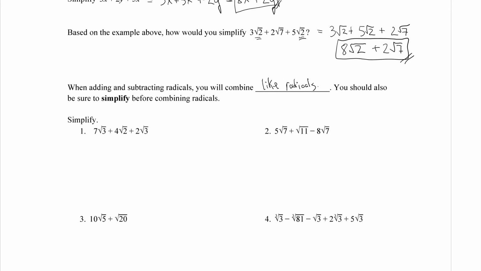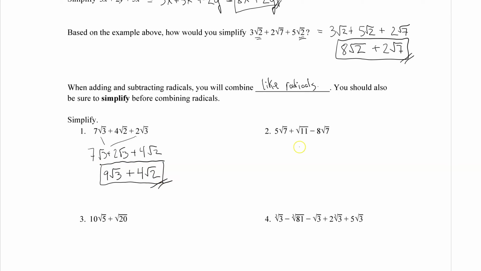Okay, simplify. 7 square root of 3 plus 4 square root of 2 plus 2 square root of 3. These two are alike, so I'll bring them together. 7 square root of 3 plus 2 square root of 3 plus 4 square root of 2. 7 square root of 3 plus 2 square root of 3 would be 9 square root of 3 plus 4 square root of 2. And then I can't combine those any further because they are not like radicals.